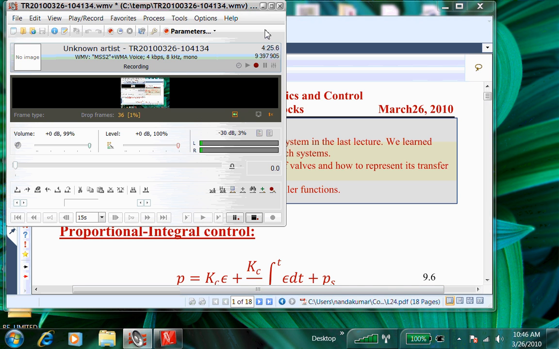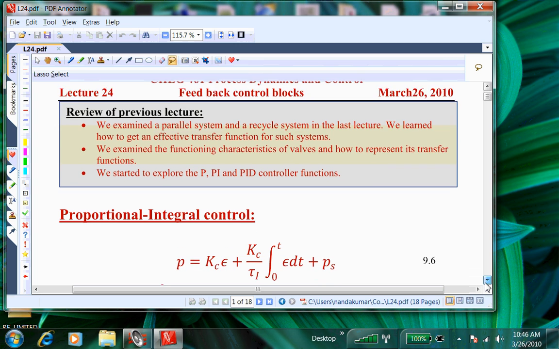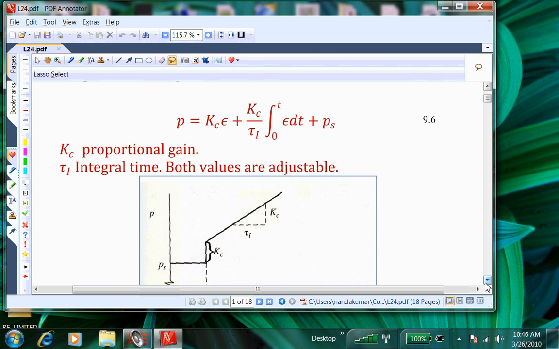Okay. So in the last lecture, almost a week ago, we looked at this idea of developing an effective transfer function for a block, and we looked at a parallel system, a system with a recycle, and then we started examining individually the P, PI, and PID controllers, and I want to resume at that point. So this is for a valve. We looked specifically at a valve as a final control element, what kind of signal goes into the valve, what kind of output it produces, and a model. Here we are looking at a valve with a controller on the valve.